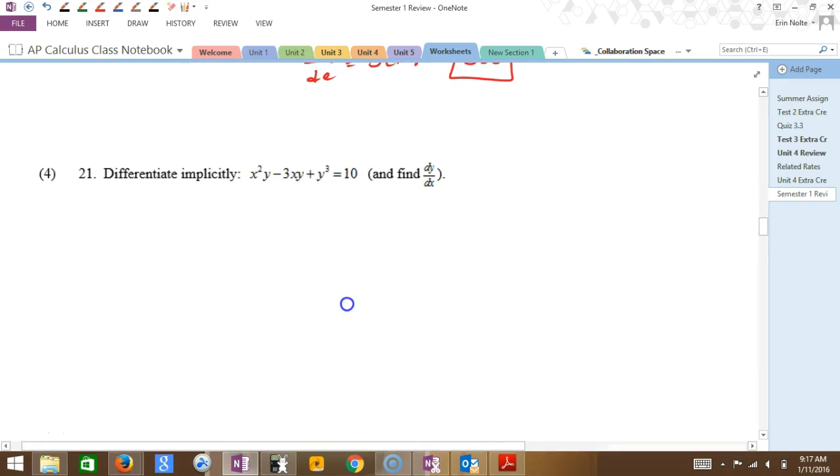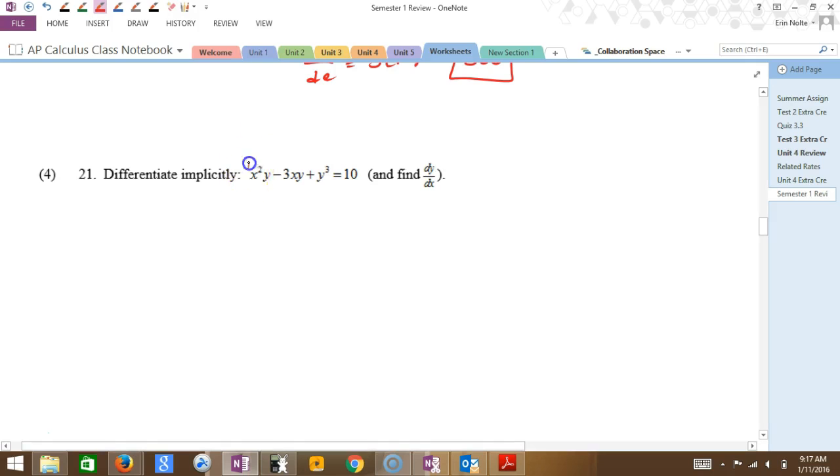All right, so here's 21. This is where things get more fun. This one's not really that hard. We're just doing implicit differentiation on this. We've got the first term, x squared times y. So how do I derive that? Yeah, 2x and then y times y derivative. No, you've got to do product rule.